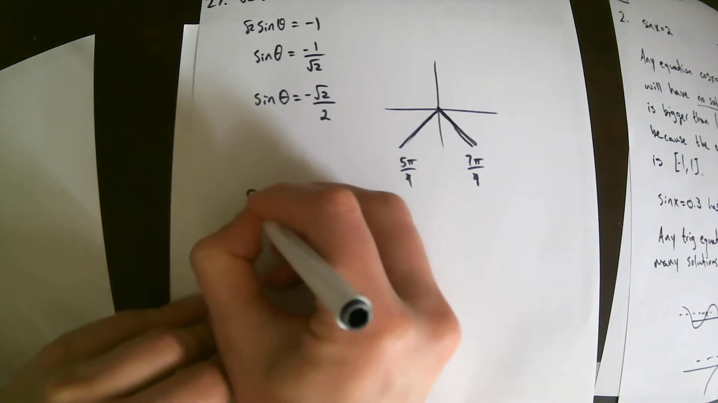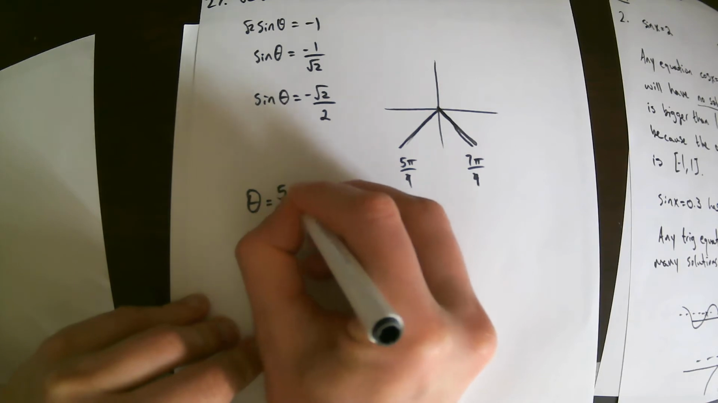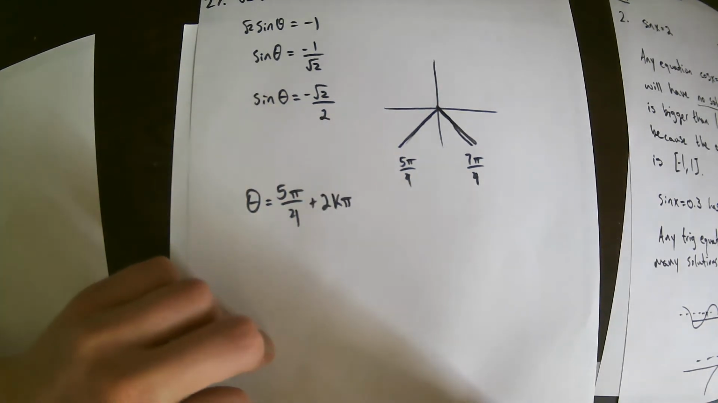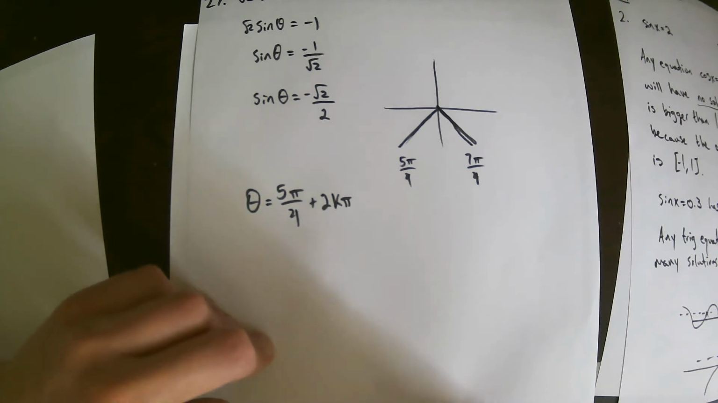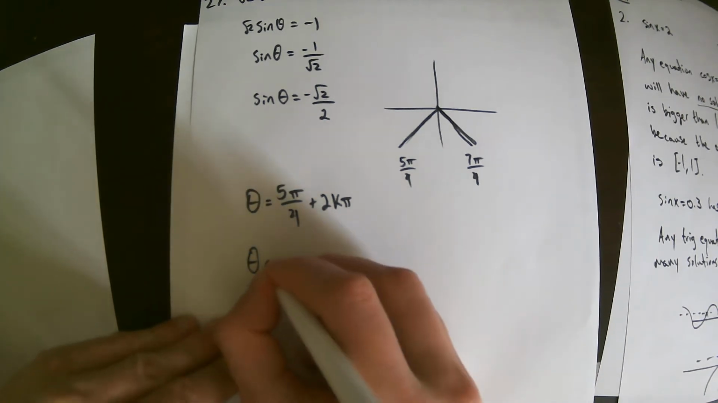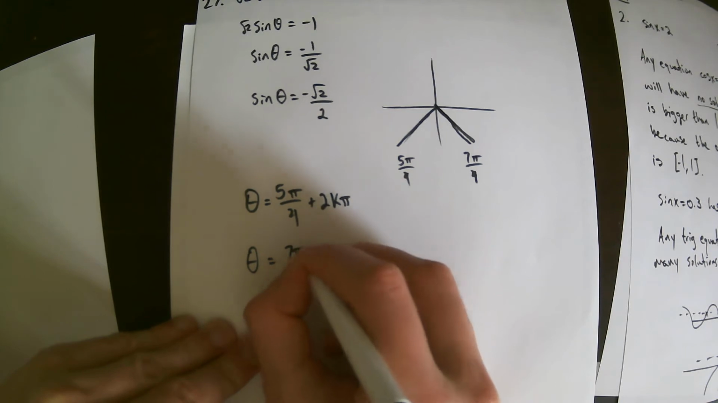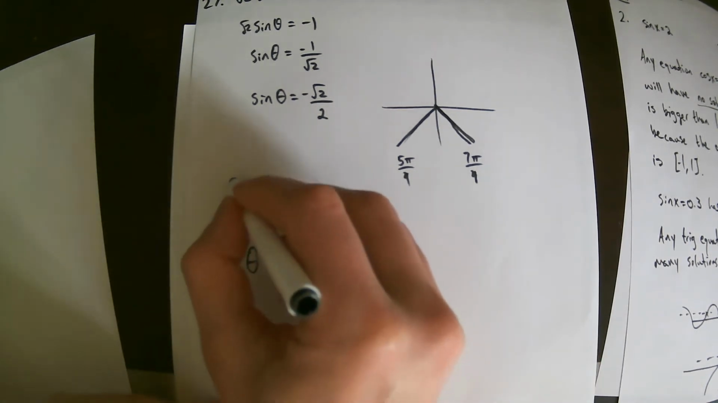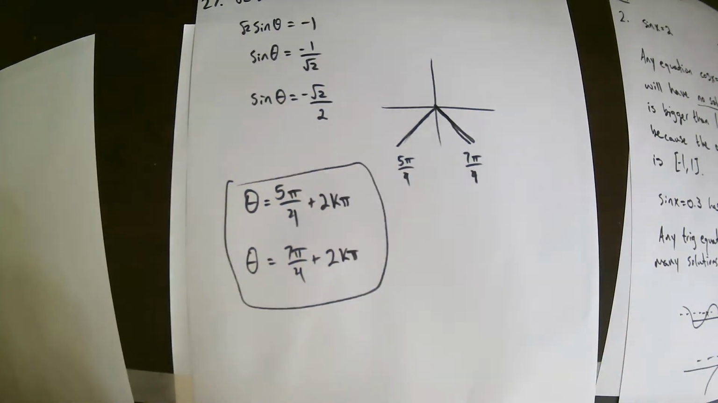So my answers will be theta equals 5 pi on 4 plus 2k pi. Or what is it asking? Yeah, find all solutions. Okay, just making sure. And theta is equal to 7 pi on 4 plus 2k pi. So two different answers there.